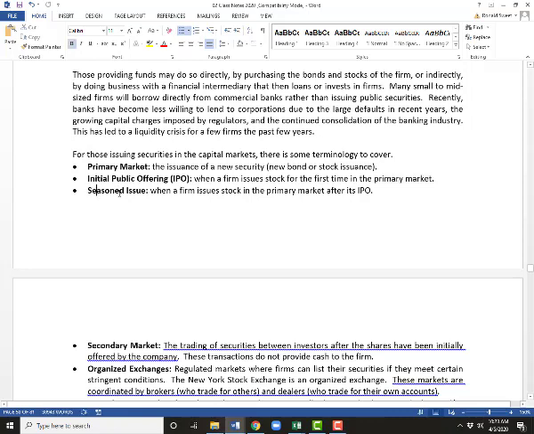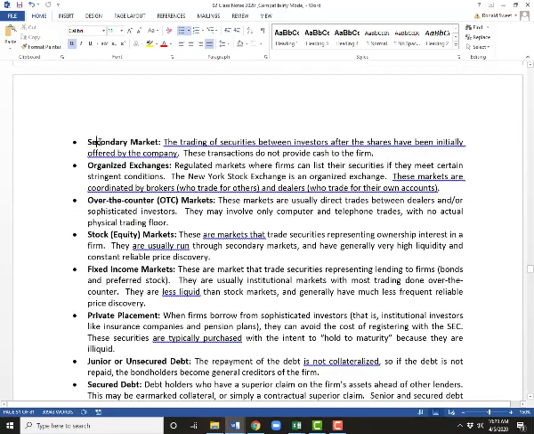A secondary issue is firms who are issuing stock or borrowing money for a second time or third time or 50th time. They've already gone out to the primary markets some years ago, maybe even 100 years ago. Now they want to issue more stock and want to borrow money. They're now in the secondary issuance. The secondary market is where we're trading securities.